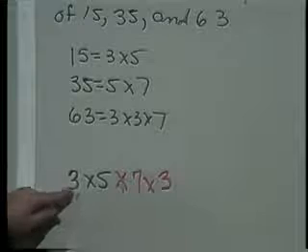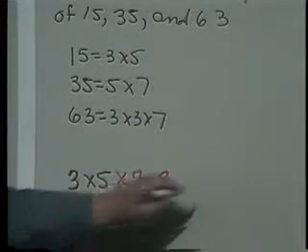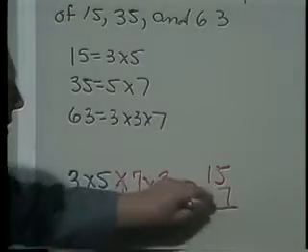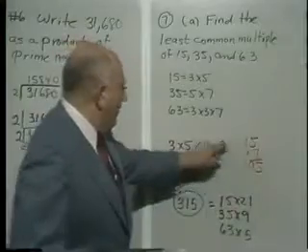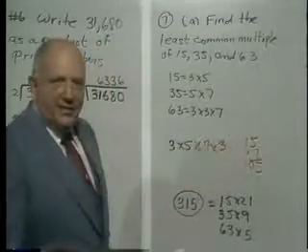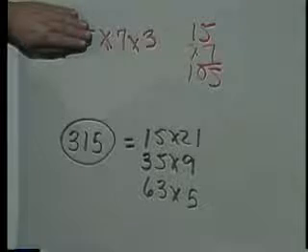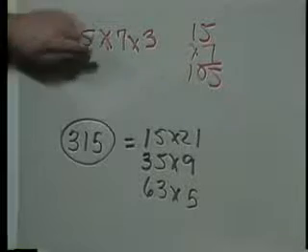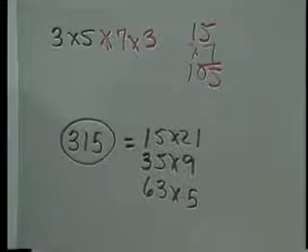Let's figure this out. 3 times 5 is 15. 15 times 7 is 105, and you don't have to do that in your head. You can go back to Module 3 for that. And 105 times 3 is 315. And in fact, you see, since 15 is 3 times 5, if I cover that up, notice that what's left is 21. In other words, 315 is 15 times 21.